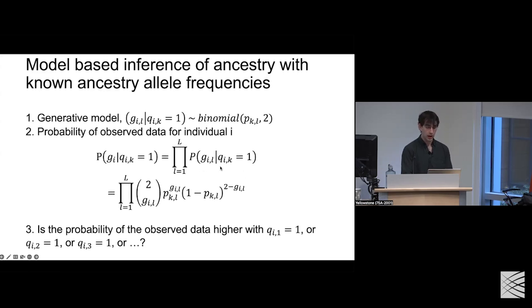And so now we'll notice that G_il given Q_ik equal to 1, that's exactly what we have up here. And so we can just go to Wikipedia and look up what is the probability for a binomial distribution. Like what's the equation for the probability of a given outcome from a binomial distribution, and just plug that in for P of G_il given Q_ik equal to 1. And so that's exactly what we've done to get to this next line, is we've just replaced this P(G_il) with the Wikipedia probabilities for a binomial distribution. So now the third step is we just have to ask ourselves, is this quantity maximized when we have the individual coming from ancestry 1 or ancestry 2 or ancestry 3?